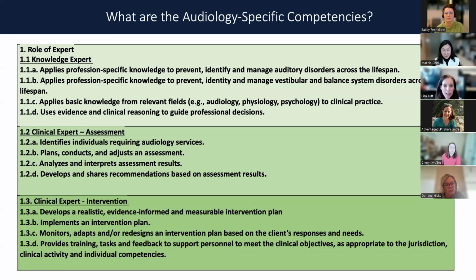So what you see here is more of an outline of what Marcia just described for the different levels. So going from roles to essential competencies to sub-competencies. But the programs, when they developed the tool, recognized there needed to be different competencies, particularly within the role of expert between audiology and speech pathology. So I'd like to draw your attention to the first box where you see role of expert, then 1.1 knowledge expert, and then to 1.1a and 1.1b.